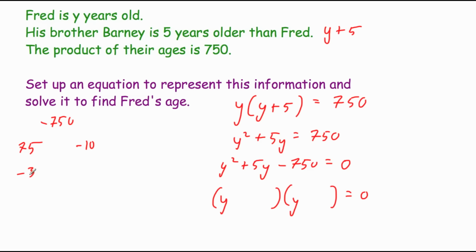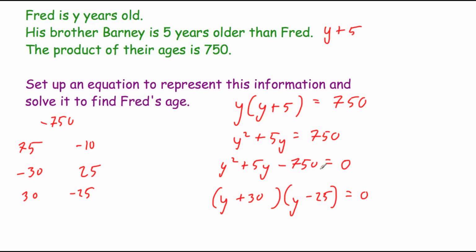So let's try minus 30 and 25. And if we multiply minus 30 by 25, we get minus 750. But when we add them, we get negative 5, because negative 30 plus 25 is negative 5. But we want it to be 5, so let's try 30 and negative 25. Again, when we multiply these together, we get minus 750. And when we add them together, we get 5. So that's perfect. So we could write y plus 30 and y minus 25, like so.